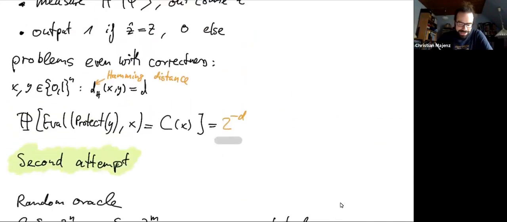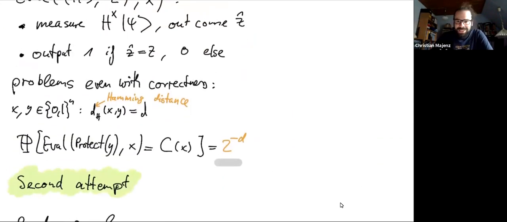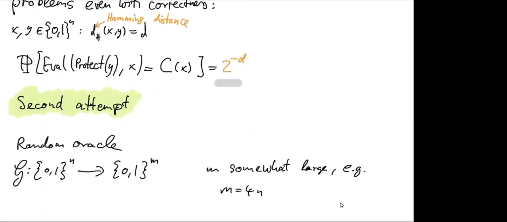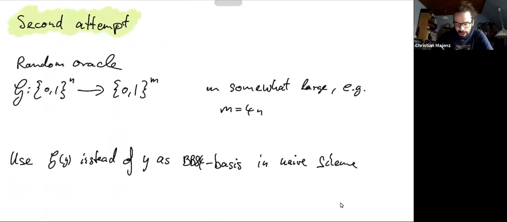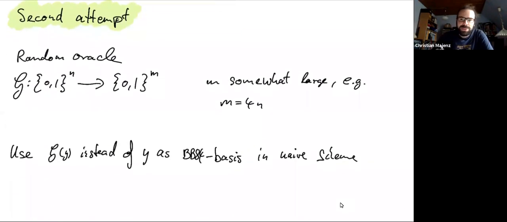You could use an error correcting code, that's right. And that's actually, maybe out of laziness or something, we are not using an error correcting code, but we are just using an expanding random function. And that's actually the second attempt.